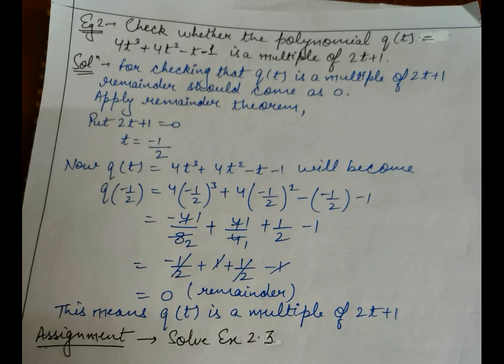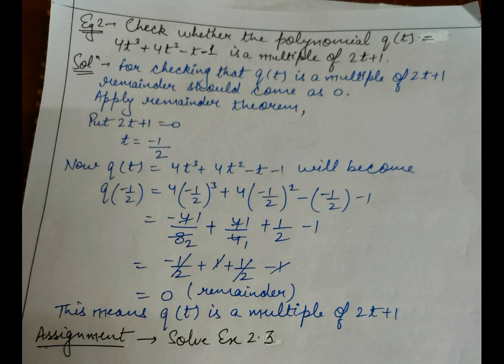Now come to the next example, that is check whether the polynomial q(t) is equal to 4t cube plus 4t square minus t minus 1 is a multiple of 2t plus 1. Now for checking that q(t) is a multiple of 2t plus 1, the remainder should come as 0. For this, apply the remainder theorem again. That means you have to put 2t plus 1 as 0. So you will see that the value of t will be minus 1 by 2 from here.